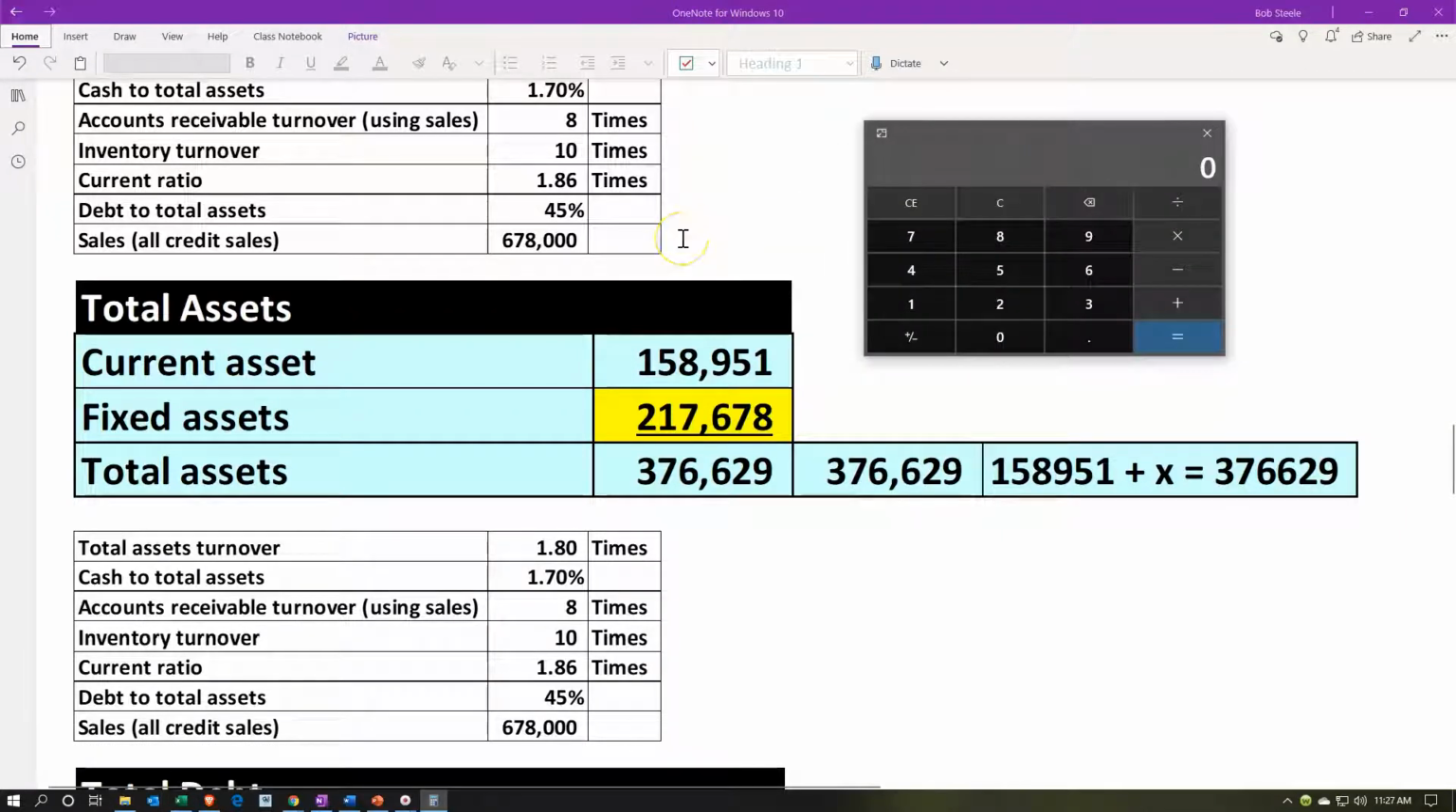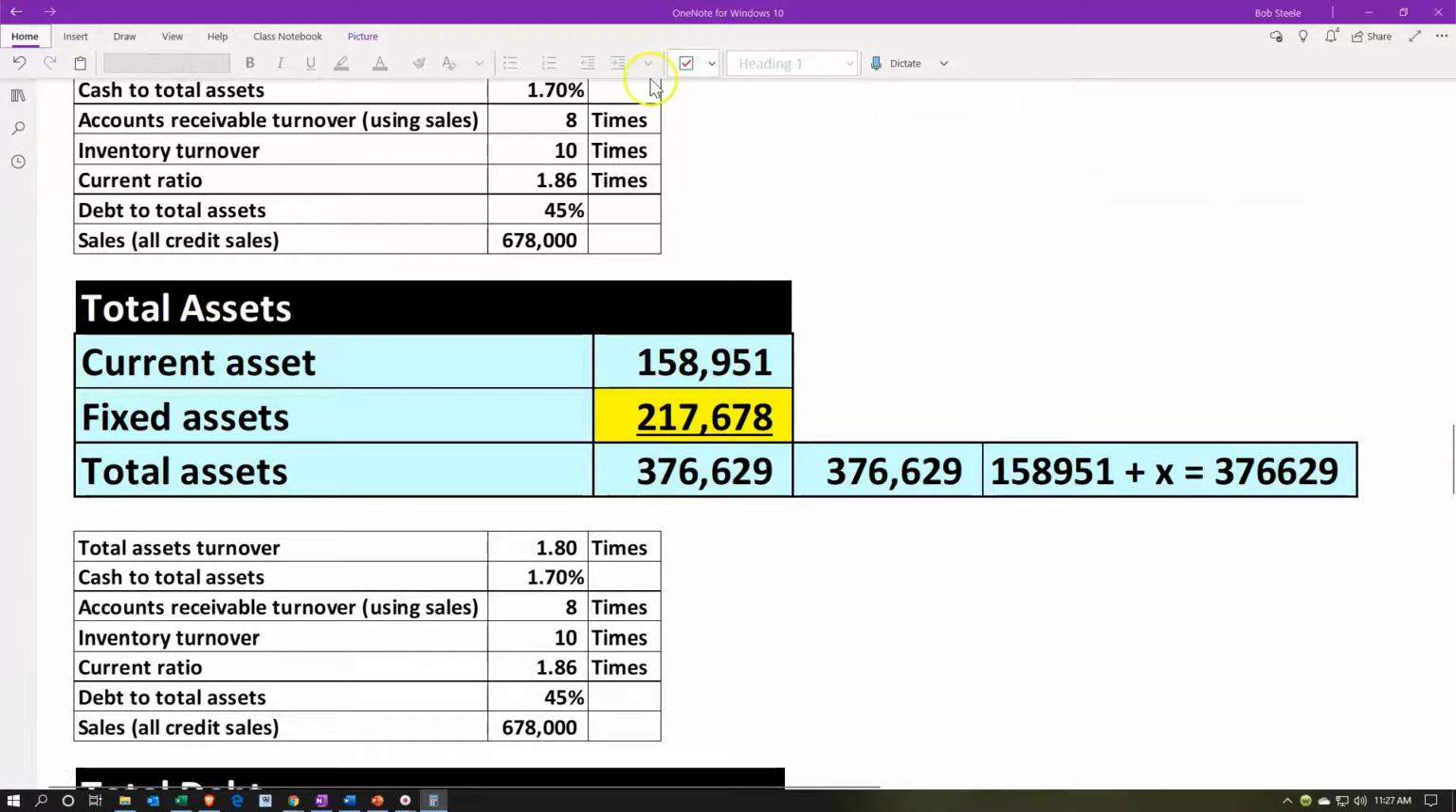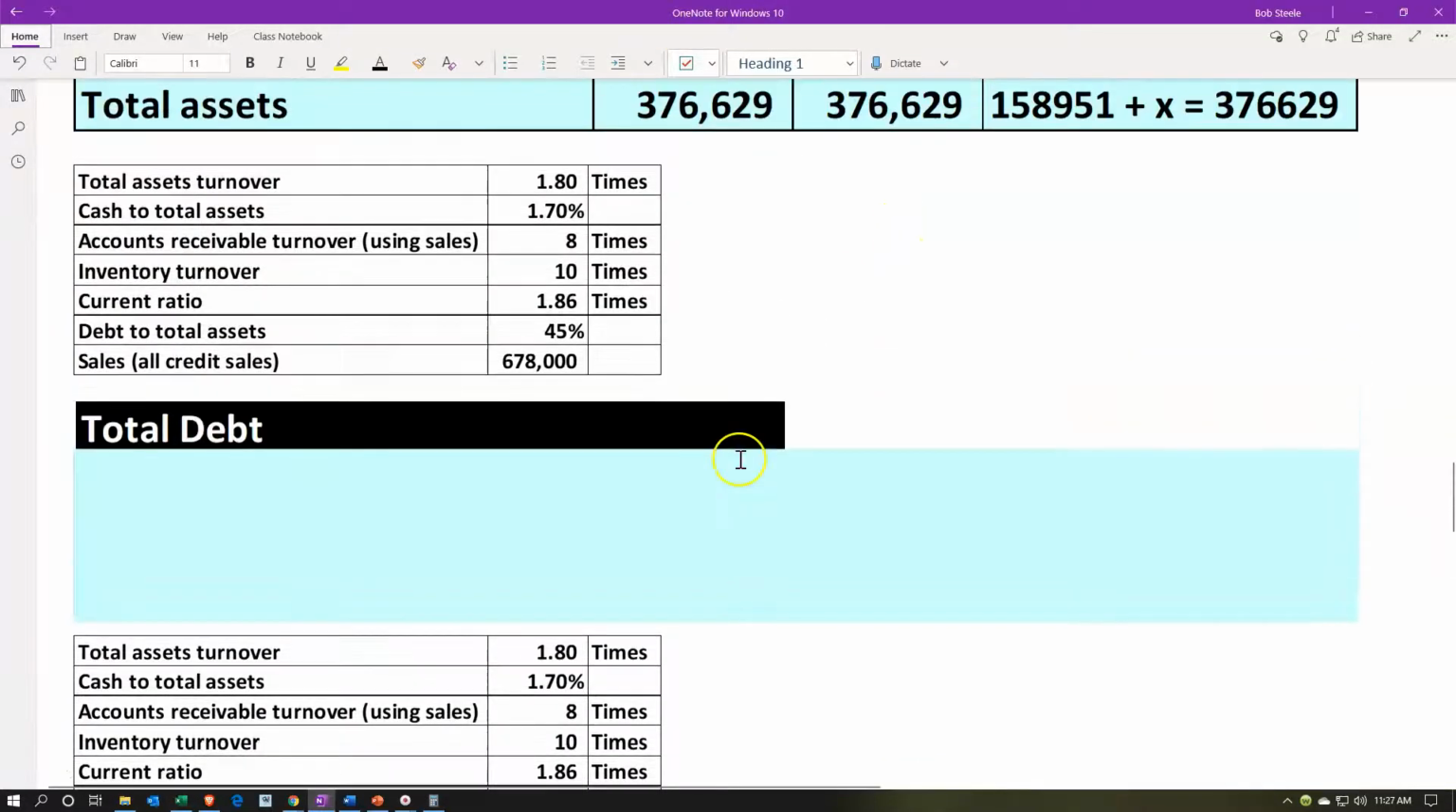So we're going to take then the 376,629 minus the 158,951, and that's going to give us our 217,678. If we double check our number, then 158,951 plus the 217,678 is going to give us our 376,629. All right, then the next item, we got the total debt.